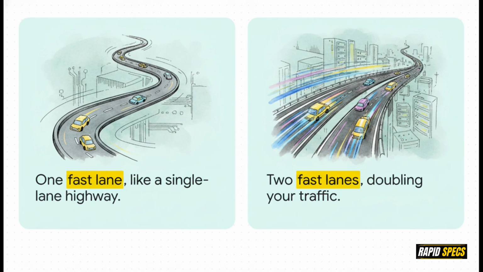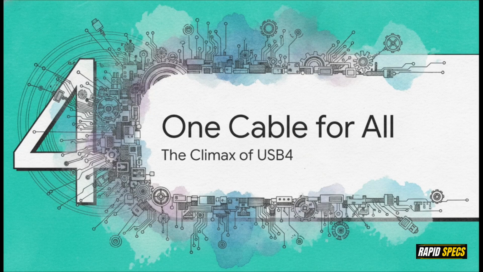Think of it exactly like a highway. If USB 3.1 gave you one fast lane of traffic, USB 3.2 gave you two fast lanes, working together at the exact same time. Your traffic doubled, your transfer speed doubled. It quickly became the absolute favorite standard for professional video editors running massive 8K workflows off external SSDs without a single stutter. Which brings us to Section 4, One Cable for Everything, the climax of USB 4.